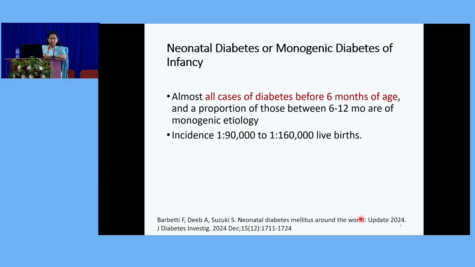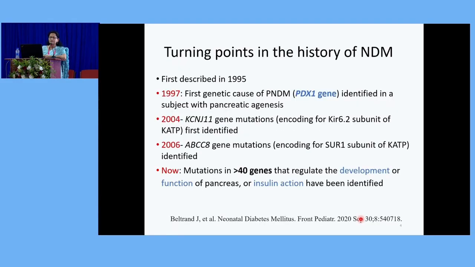So neonatal diabetes, or probably more appropriate name would be monogenic diabetes of infancy, because it's not really neonatal presentation. Almost all cases of diabetes presenting before 6 months of age are monogenic in etiology, and a significant proportion of those presenting between 6 to 12 months are also of monogenic etiology. It is a rare condition, incidence being 1 in 90,000 to 1 in 160,000 live births. So not a very old condition, first described about 30 years back.